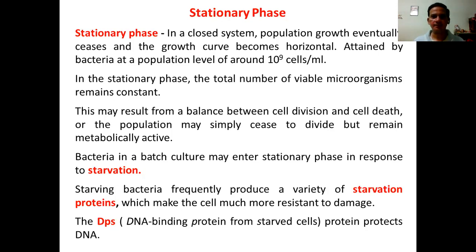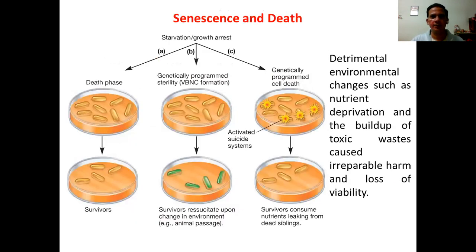They can easily bear temperature, humidity, those kinds of stresses. So now we have something called the DPS, DNA binding protein from starved cells. These DNA binding proteins, or DPS, bind to the DNA and are responsible for protection of the DNA from any damage. You can look at this particular figure here.